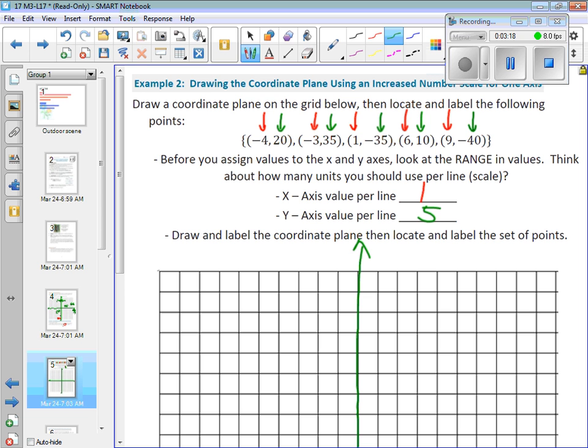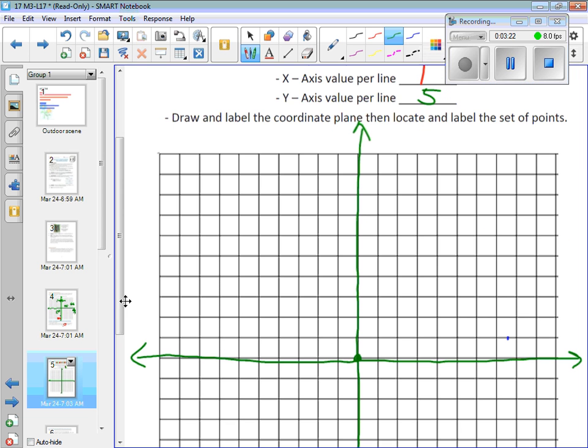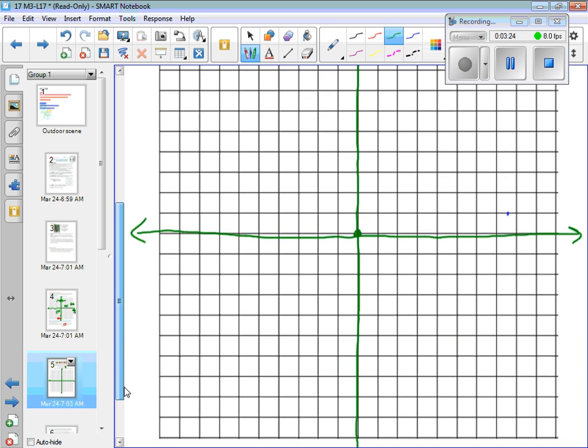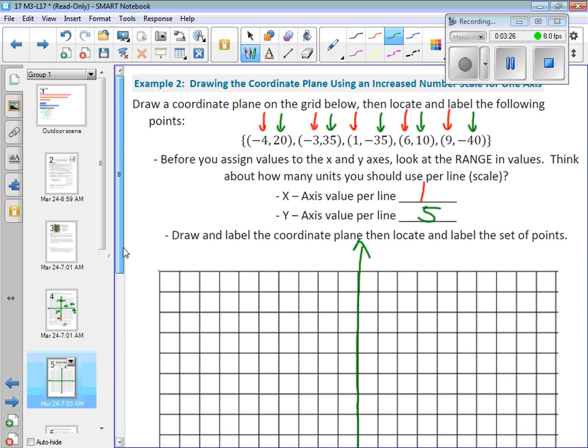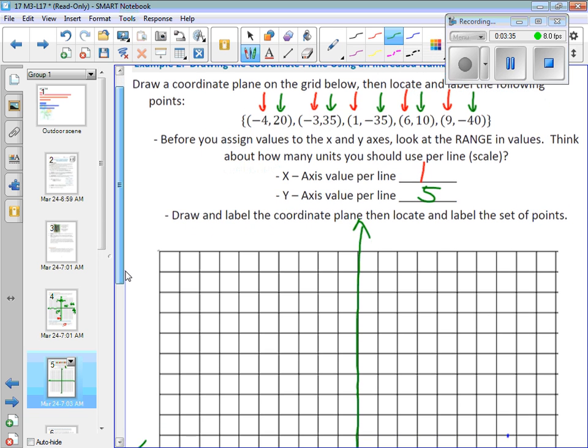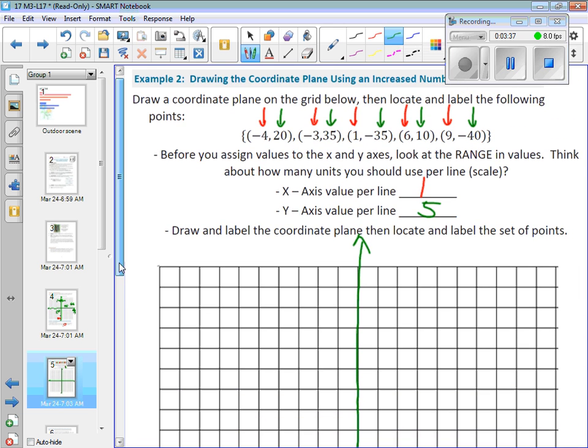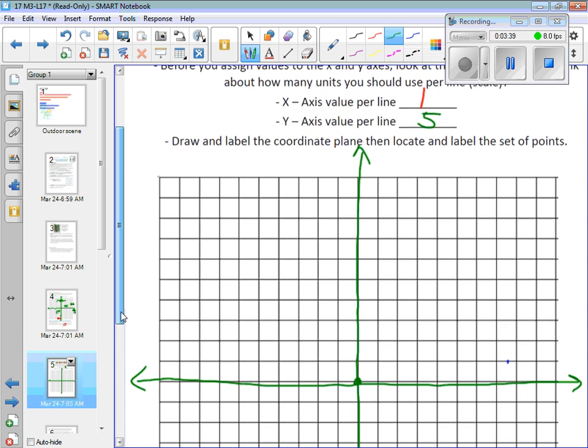Now, I'm not going to have you just do it just yet, but what I would do just to demonstrate this to you, I'll do this first point just as a demonstration. But I don't want you doing anything yet because we're going to actually go and decide on the scale for all of these before you do it. Matthew, hold off. Okay, so my first point is -4, 20.